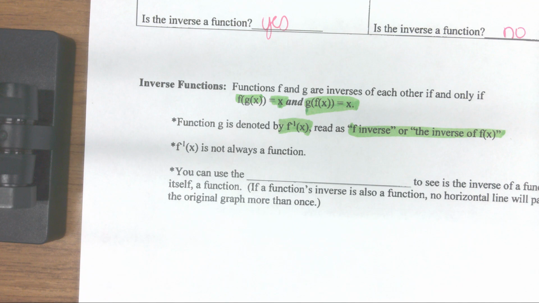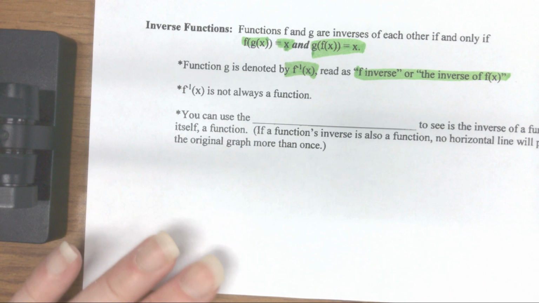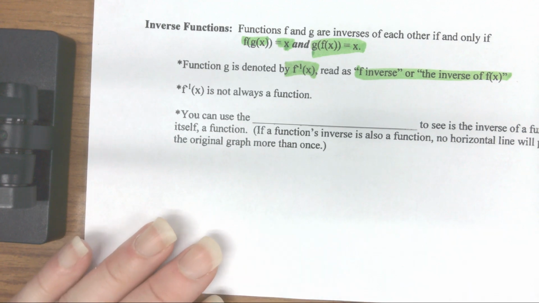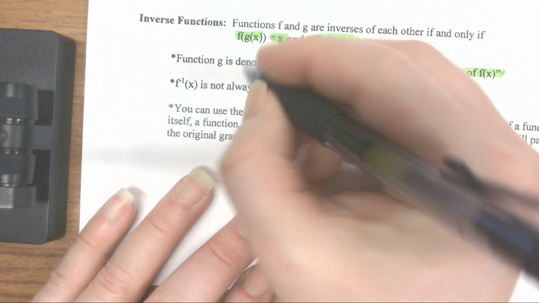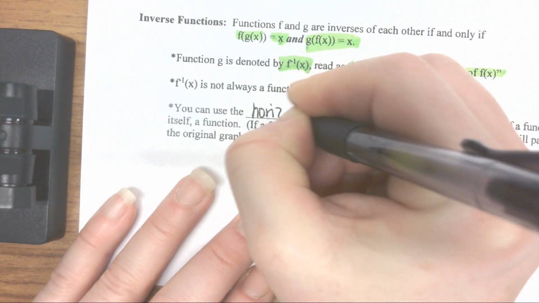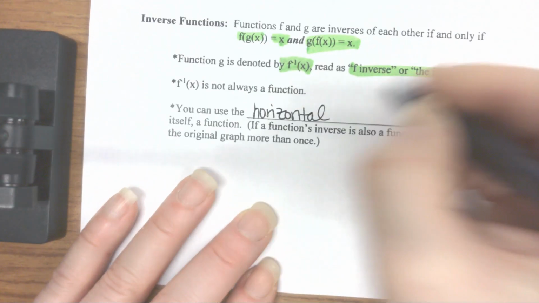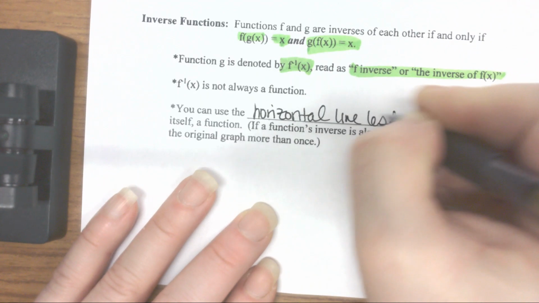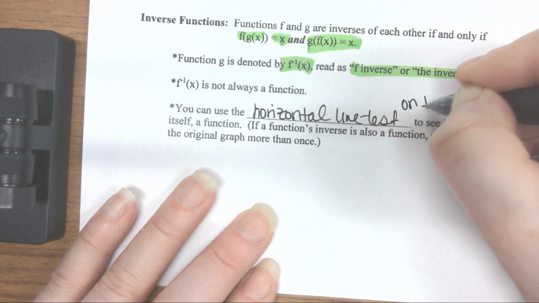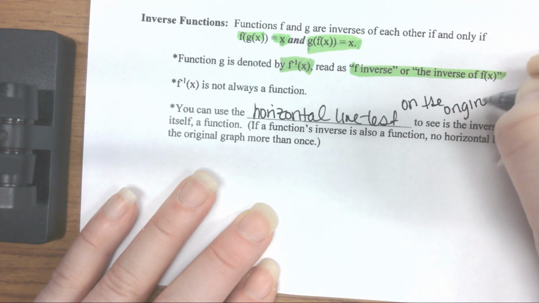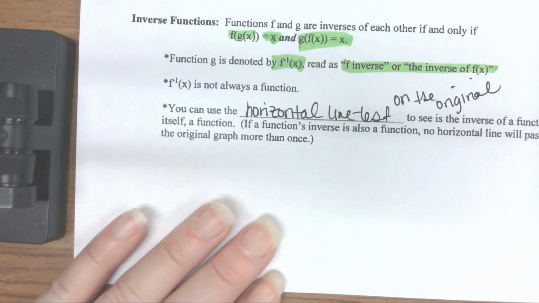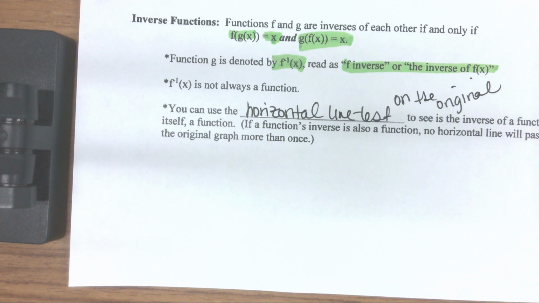Okay. Finally, if you are wanting to check if an inverse is a function, you can use the horizontal line test. And you're going to use that on the original to see if its inverse is a function. The other option I tell students is you could always graph the inverse like we did above and use the vertical line test. Okay, let's do a couple more on the back.